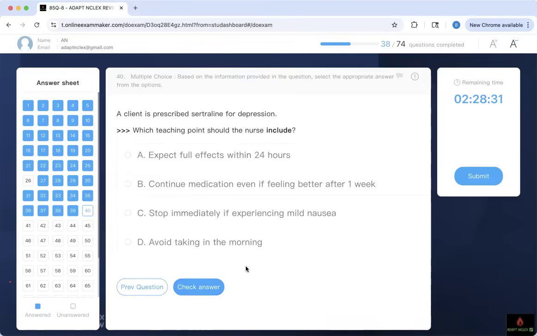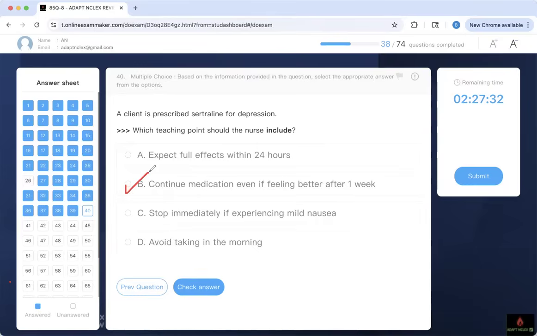Which teaching point should the nurse include? Same thing. Don't make it difficult. That's why I make one-line sentences. A client is prescribed sertraline for depression. Which one would you include? Expect full effect within 24 hours. What do you think? Continue medication even when feeling better after 1 week? Is that a good idea? Stop immediately if experiencing mild nausea. What do you think? Avoid taking in the morning. One question, no ambiguity. Focus on the key concept and pick an answer. Which one would you pick?